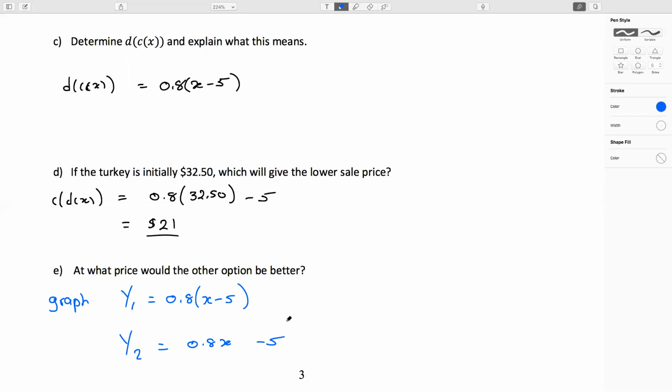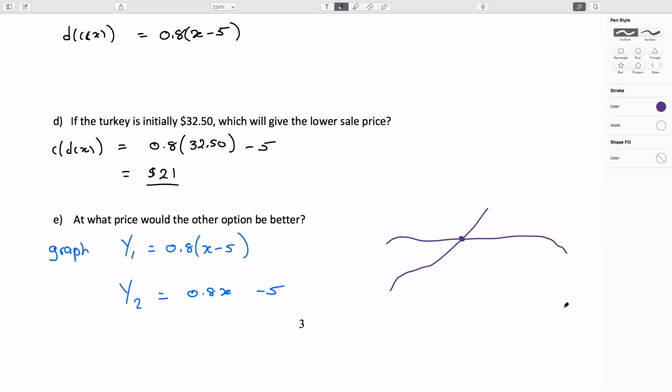And sometimes what you will find is maybe one of them has a graph like this and one of them has a graph like this. And there's this point where they're equal. One of them then goes up in price, one of them then goes down in price. It turns out, though, that when you do graph this, they don't touch, and one of them is always better. So y2, C of D of X, is always going to be the better price.